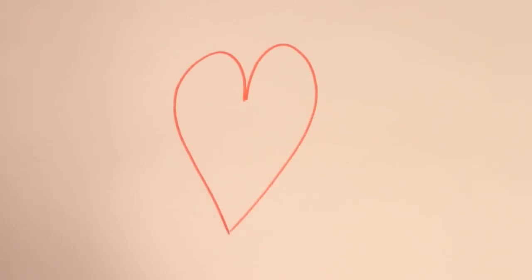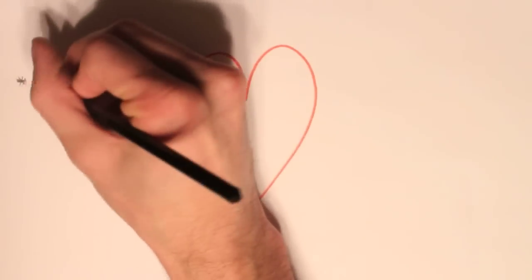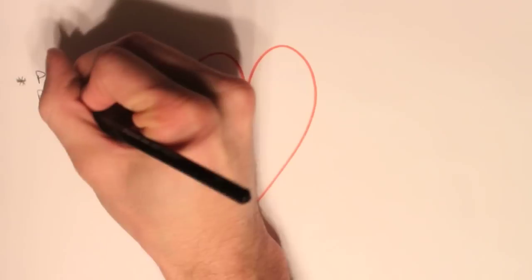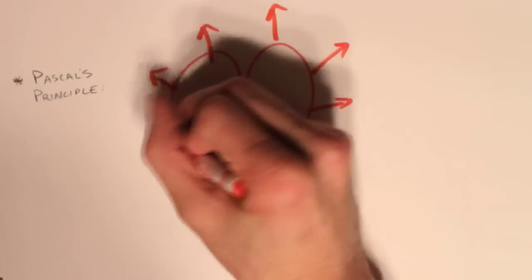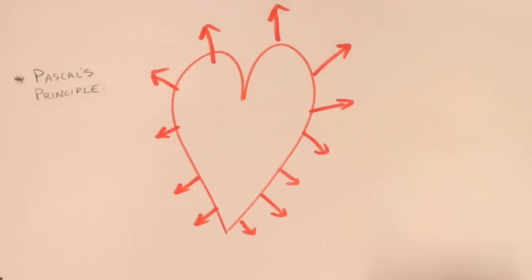Pressure is very important because it allows our circulatory system to function. Pascal's principle says if you increase pressure in one area, pressure increases everywhere else. When your heart constricts, the pressure increases and allows the blood to flow through the rest of your arteries.